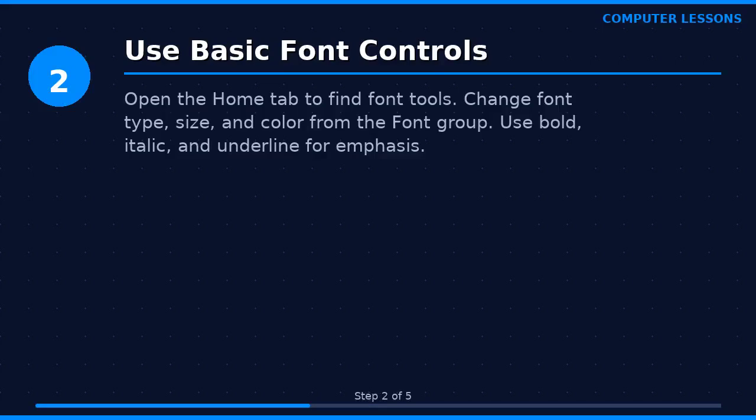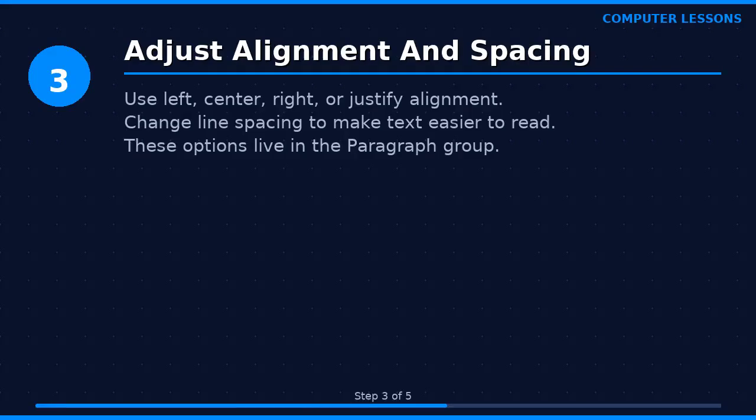Next, the font game on the Home tab. In the font group, you're picking your look, new font style, bigger or smaller size, fresh color. Tap B for bold, I for italics, U for underline. Use them like a sharpshooter, controlled, precise, only when it matters.